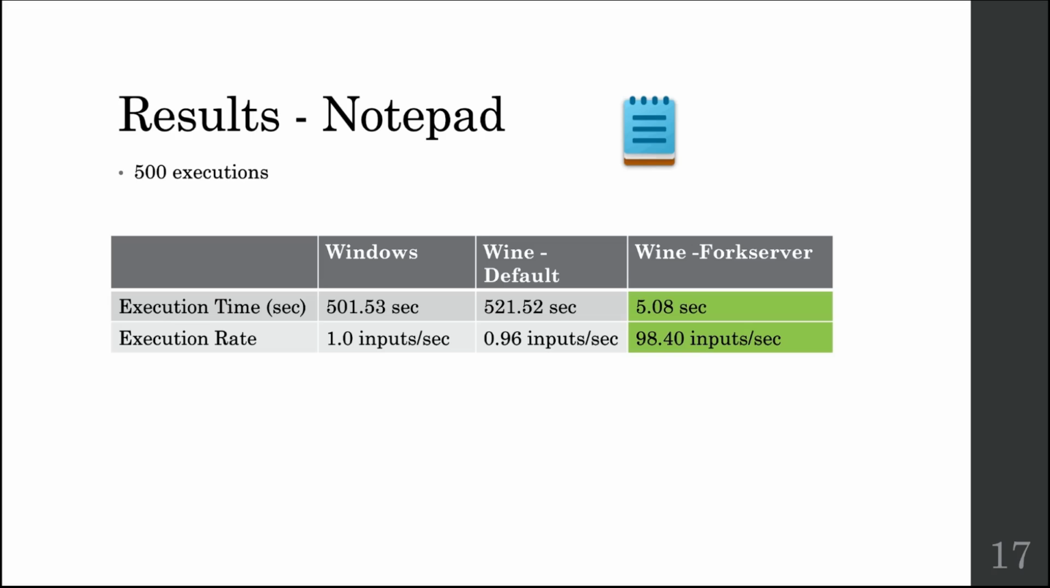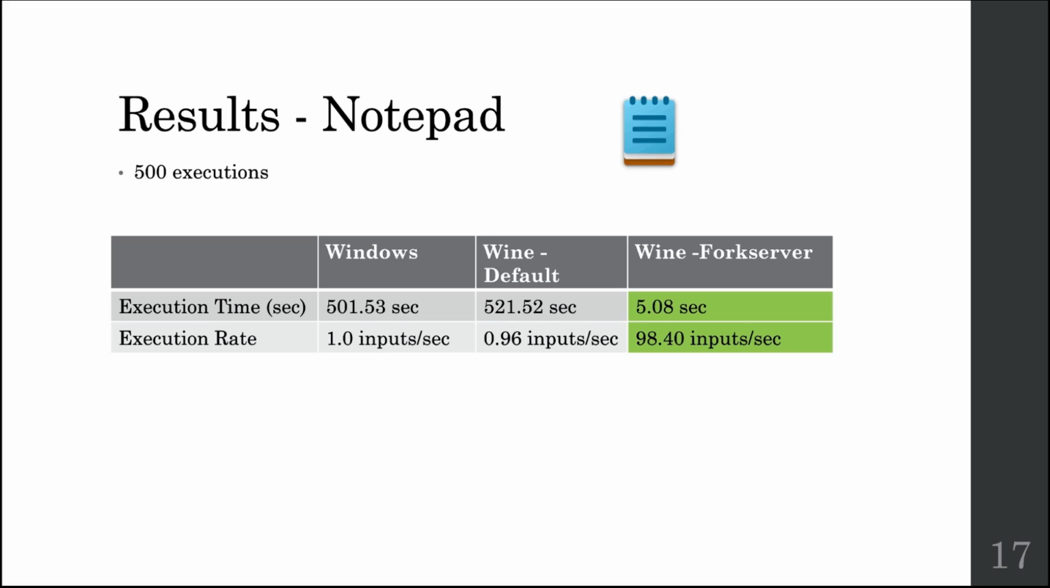Notepad, like Vim, opens up a new window for each text file that is opened. We believe that's partly to blame for the slow execution rate on Windows. We then tested it with an unmodified Wine build on the Linux virtual machine, and it was slightly slower than on Windows, probably due to the extra overhead of mapping the Windows to Linux API calls. It completed 500 iterations in about 521 seconds, giving us an input rate of 0.96 inputs per second.